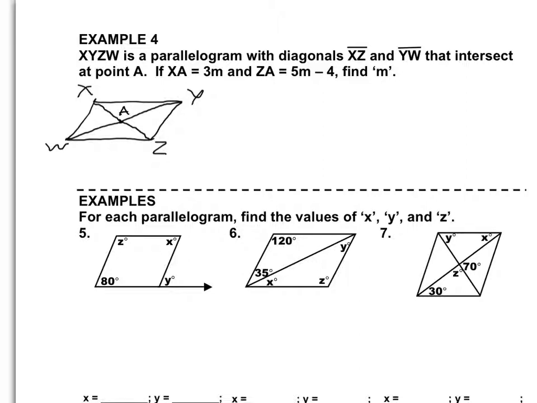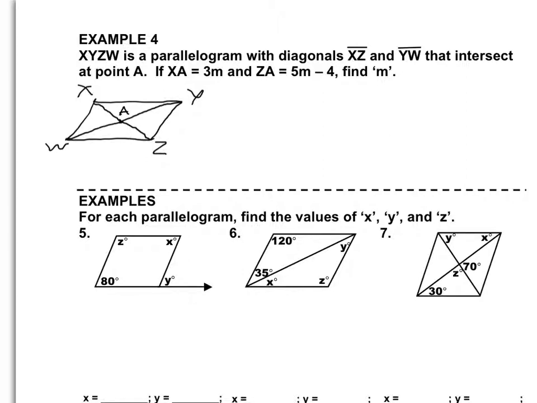So we've got parallelogram XYZW, the diagonals XZ and YW, and they intersect at point A. They say XA is 3m, and ZA is 5m minus 4. Well, what do we know is the relationship between XA and ZA? If they got bisected by the other diagonal, that means it got cut in half. So this part should equal this part.